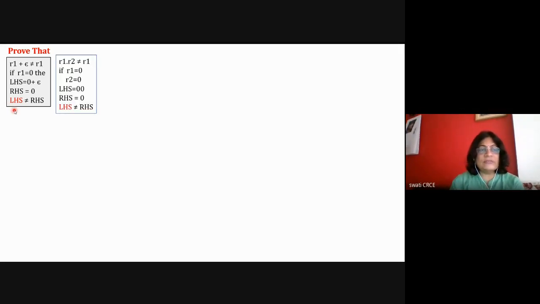And the next question is to prove that R1 dot R2 is not equal to R1. So take the example: R1 is equal to 0 and R2 is equal to 0. Then my left hand side is 0 0, 0 for R1 and 0 for R2, so the left hand side string is 0 0. And then right hand side is equal to 0. So 0 0 is not equal to 0.